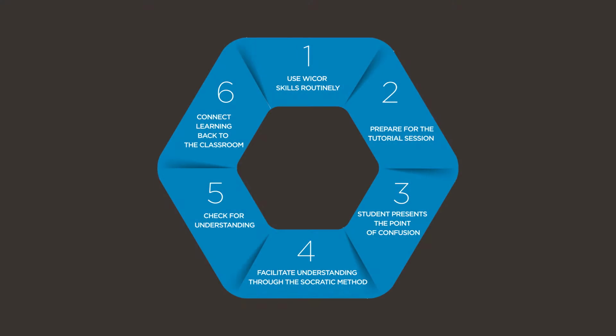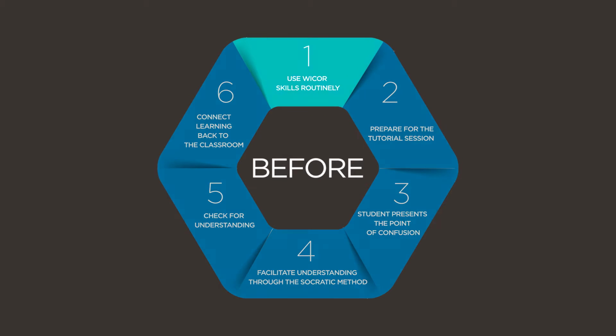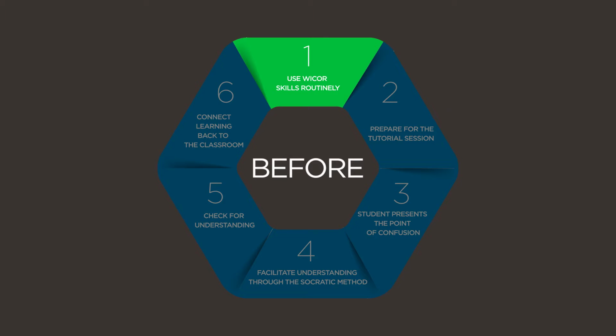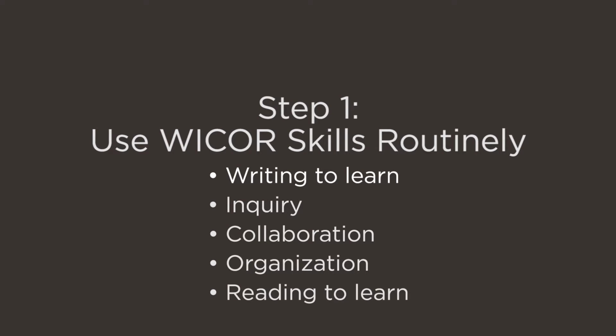The AVID for Higher Education Socratic tutorial model is a 6-step process. These steps take place over 3 phases: actions taken before, during, and after the tutorial session. The foundation of the Socratic tutorial process is WICOR: writing to learn, inquiry, collaboration, organization, and reading to learn.